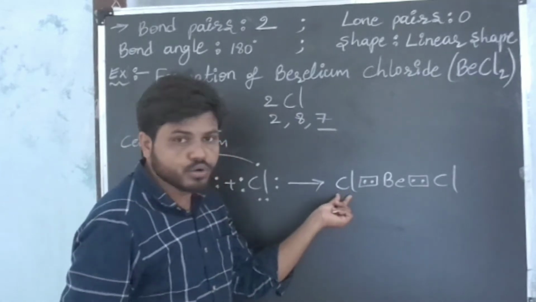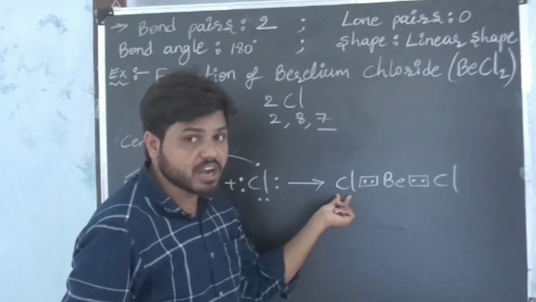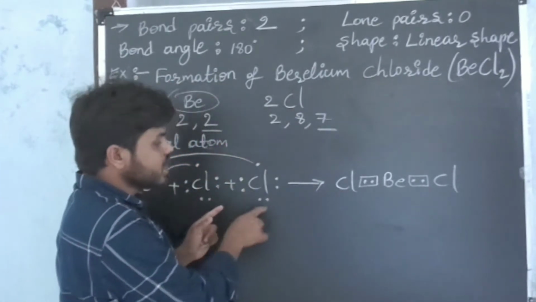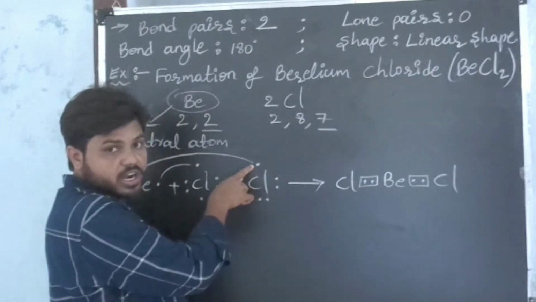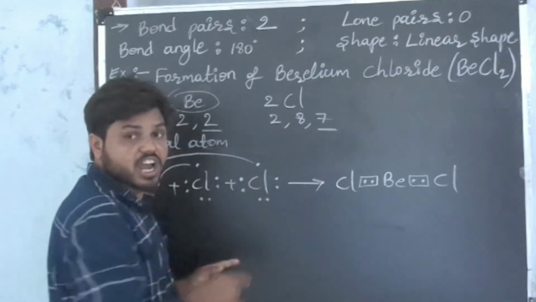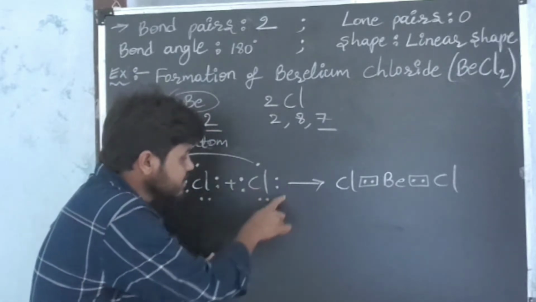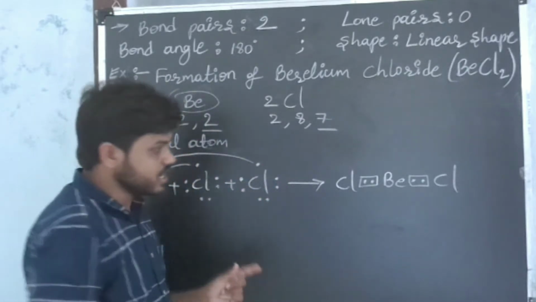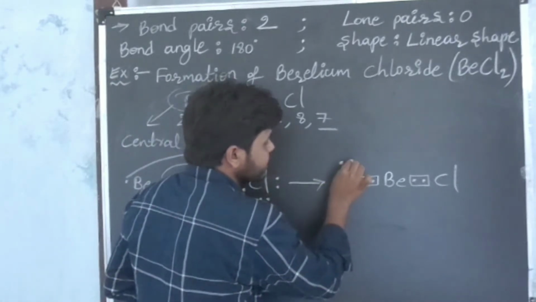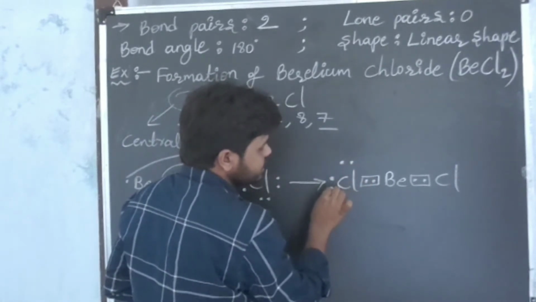In each chlorine atom, how many unbonded electrons are there? 6 unbonded electrons. See, this is the bonded electron. These 6 are unbonded electrons. These are not participating in the chemical reaction. That's why these 6 electrons are called unbonded electrons. I am placing the unbonded electrons around the symbol as it is.